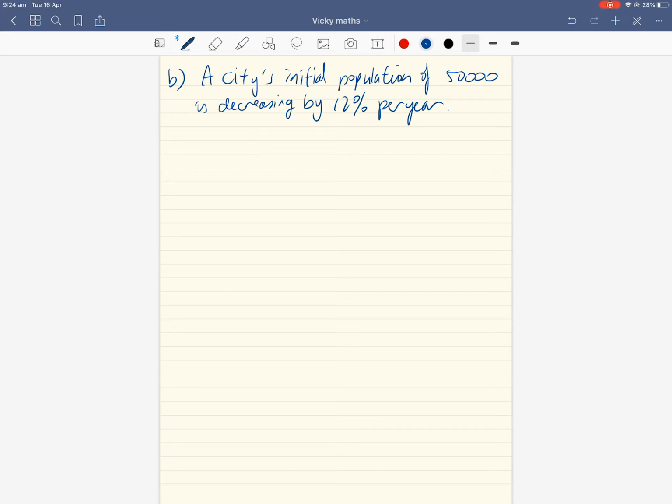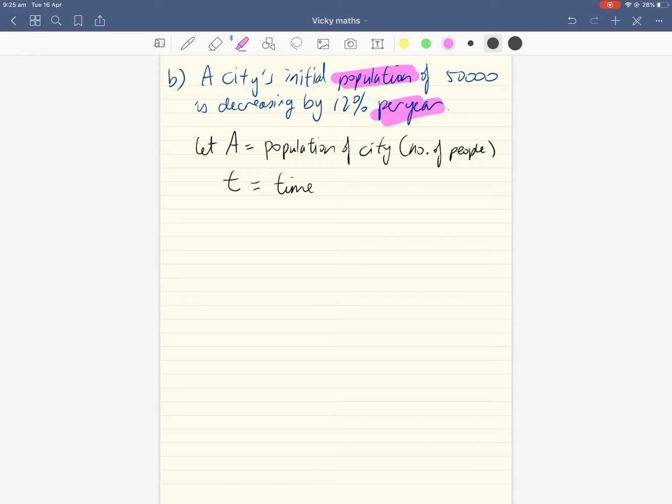Let's start off by defining our variables. Well, what are we trying to find? What are we trying to model? So let A equal, well, we're looking at the city's population. So let A equal the population of the city. In other words, we're counting by number of people. And the other variable, it's typically time. T for time. What time increment are we going up in? It says 12% per year, so our time is in years.